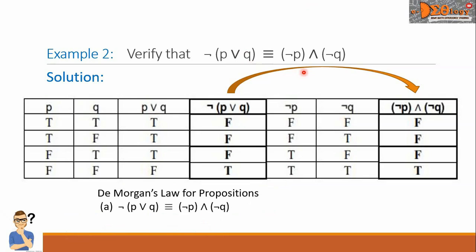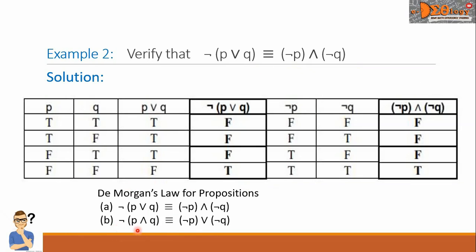This logical equivalence here is part A of De Morgan's law for propositions, while the part B is here. The negation of the compound proposition P and Q is logically equivalent to not P or not Q. We're going to leave this part B of De Morgan's law for practice for students.